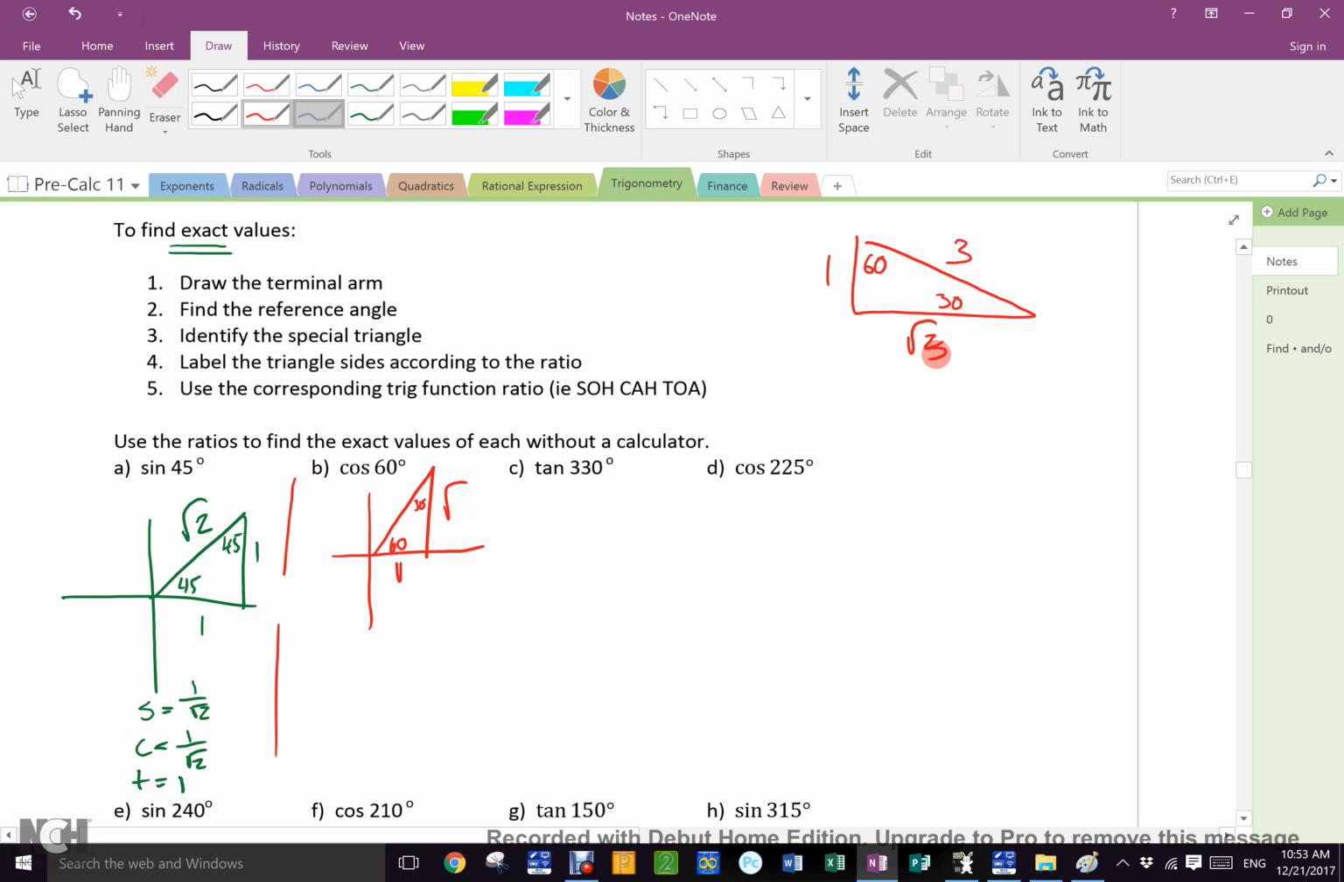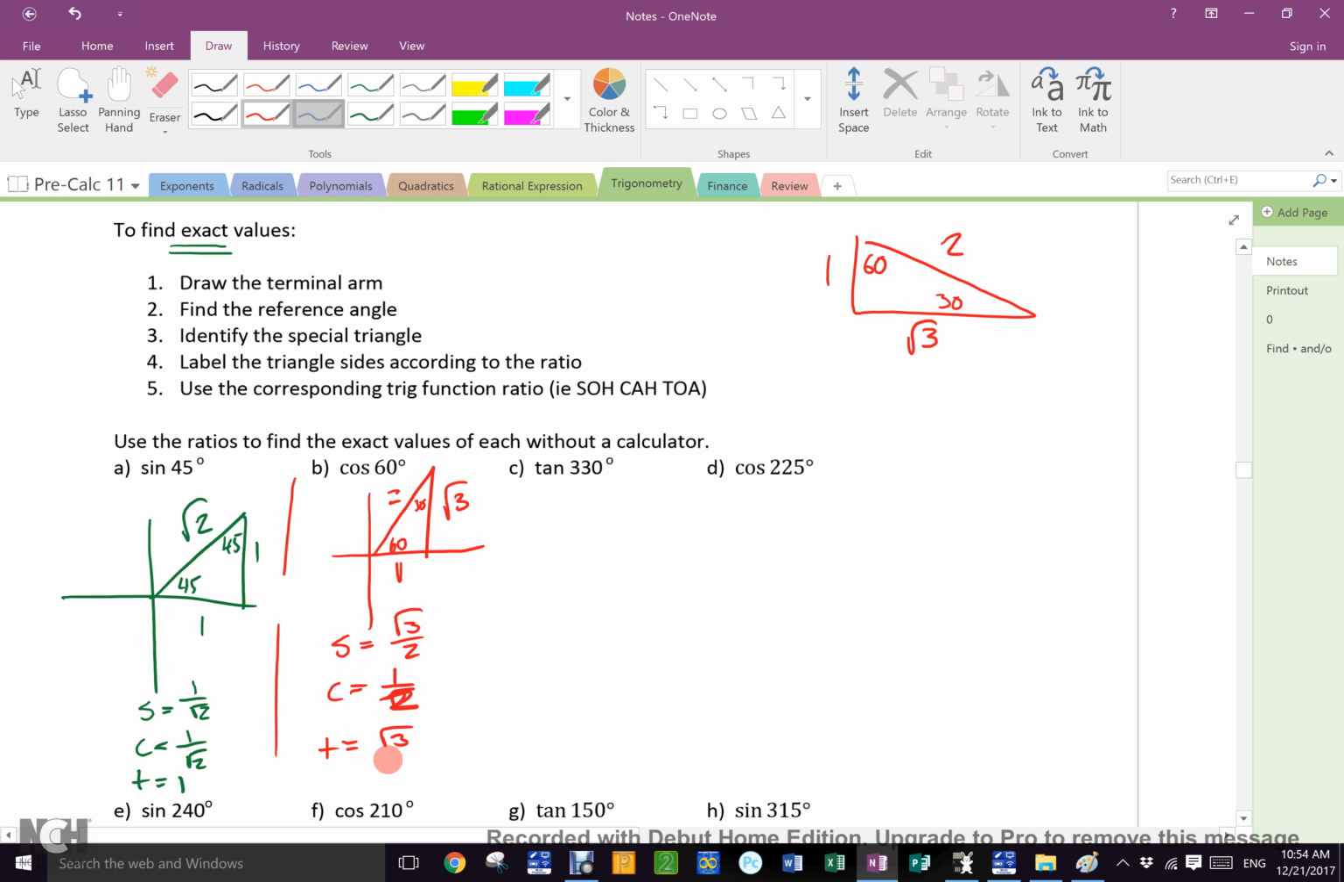√3. I wrote it as √2. I did that backwards. It's 1, 2, √3. So this is my √3, and there's my 2. So now I can do it really easily, right? Sine is √3/2. Cos is 1/2. And tan is √3/1, which is √3.